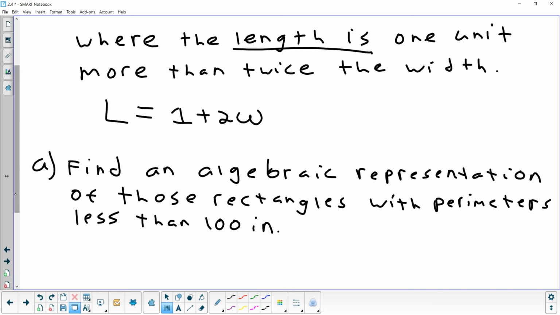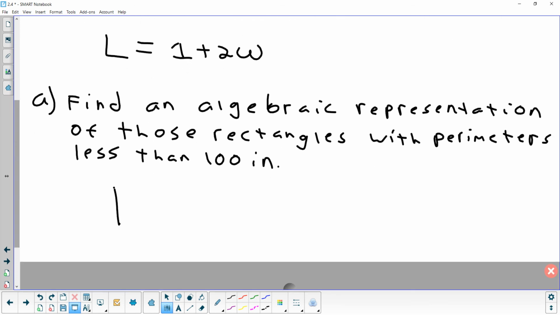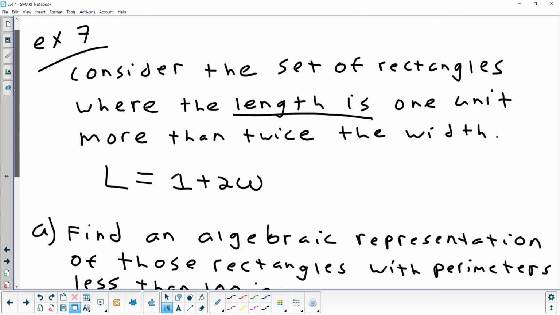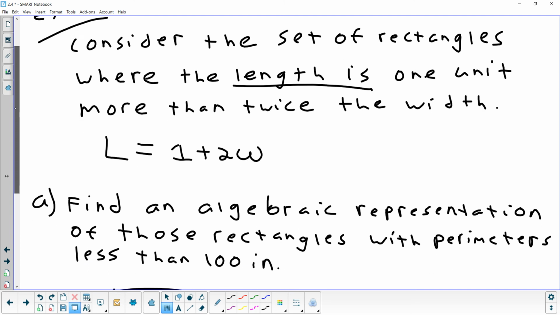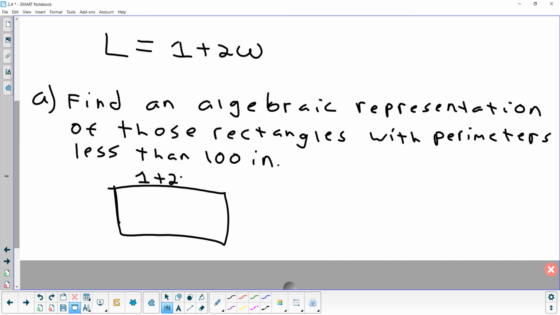So find an algebraic representation of the rectangles mentioned above that have a perimeter of less than 100. All right, so here's my rectangle. And it says, consider the set of rectangles where the length is 1 unit more than twice the width. So the length we represented as 1 plus 2w. How did we represent the width? Just w. We just let the width be w.